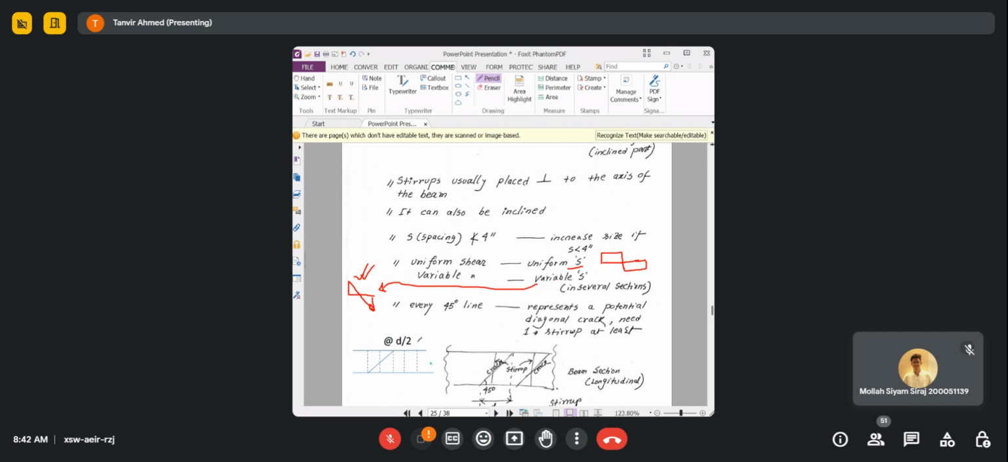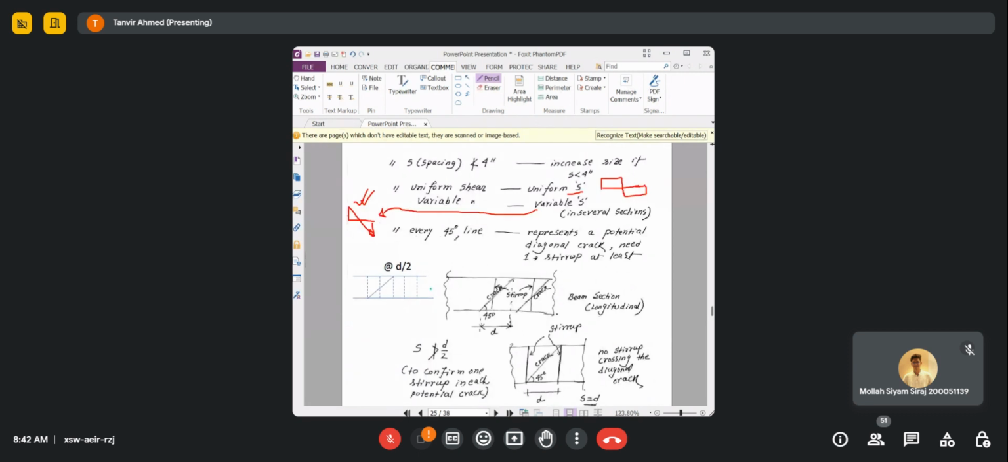And every 45-degree line. So in your beam, say for example this is a beam, and say this is a simply supported beam, so there are pin supports here. In this particular beam, every 45-degree line represents a potential crack. Every 45-degree line represents a potential crack. What do I mean by this?